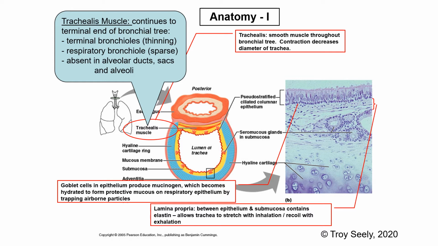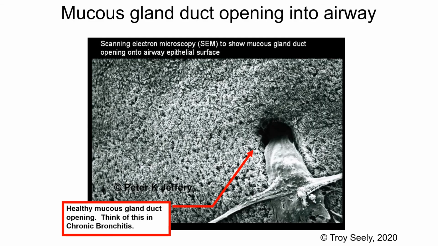Now, one of the reasons why we're going into the depth of this particular area of anatomy is that this can change with pathological presentations. So case in point, here we have a scanning electron microscopy which shows a mucus gland duct opening into the airway epithelial surface. So it's basically a gland that is open and healthy and working as one would expect. Keep this in mind as we go later on in the presentation, because we're going to think of how this duct may look in the realm of chronic bronchitis, a component of COPD.